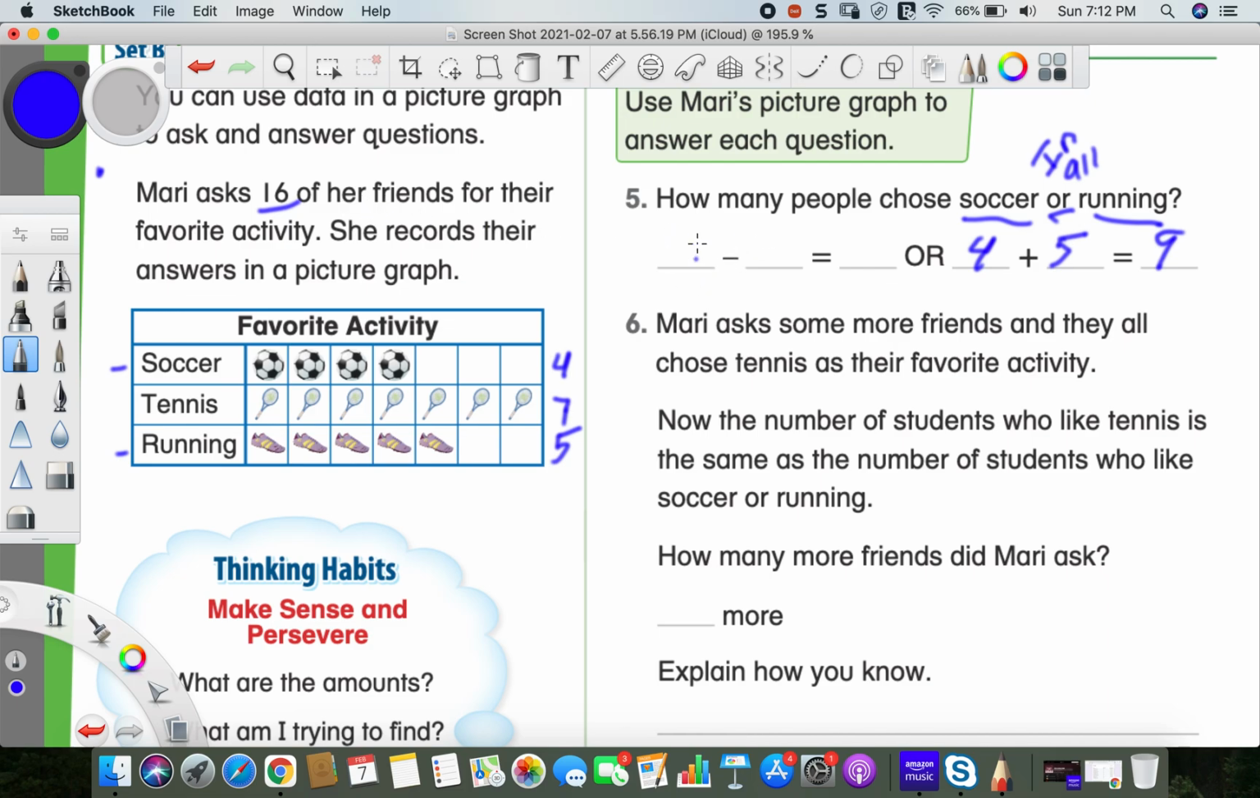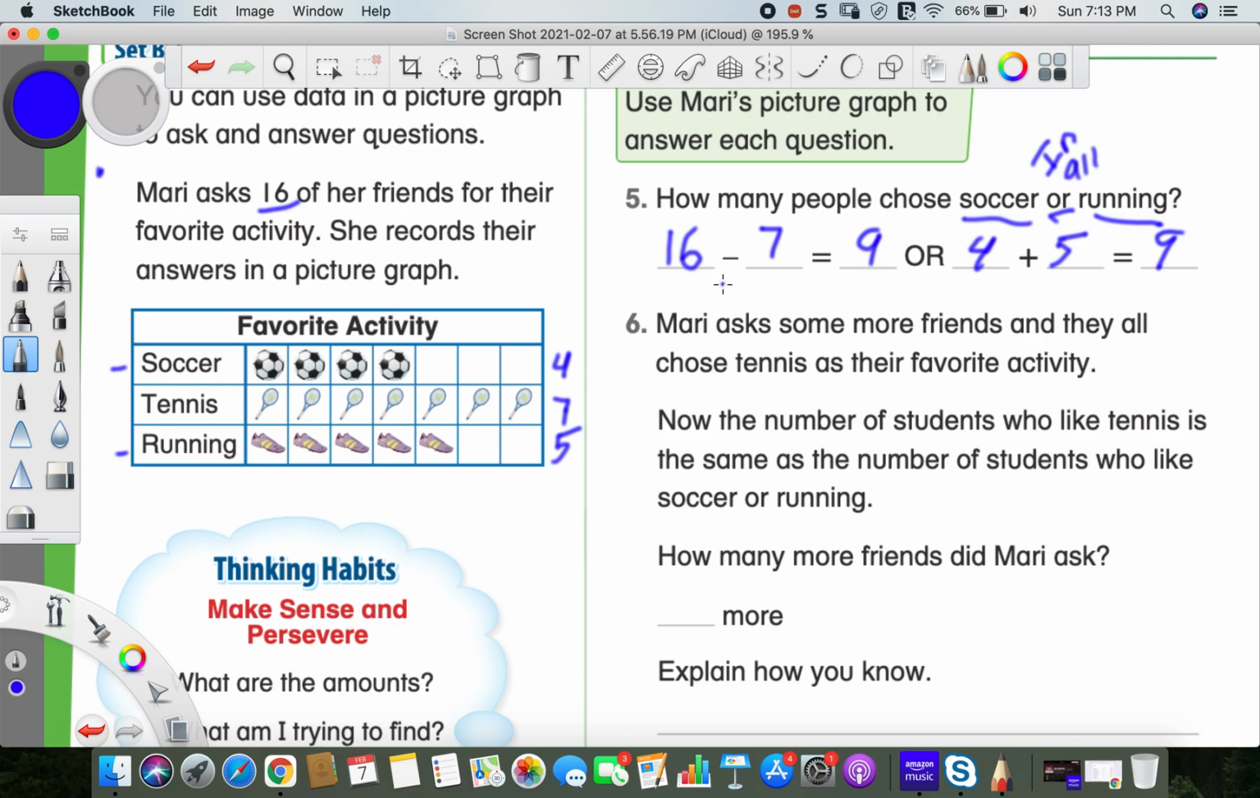So what does that first number have to be? It has to be that 16, because that is our big total that we can take away from. So then we would just take the one category that wasn't mentioned at all. So we're talking about soccer and running, right? Soccer, running. Which one do we not talk about in number 5? We didn't mention tennis. So what else we could do is we can actually subtract the tennis votes from the total. So 16 minus 7, and that would, of course, give you 9.